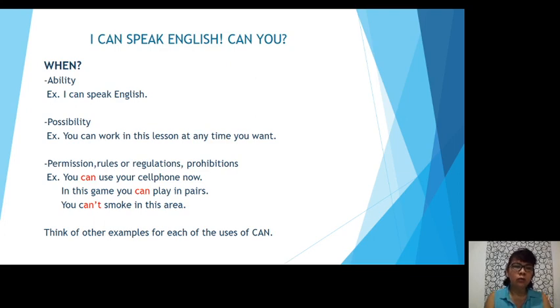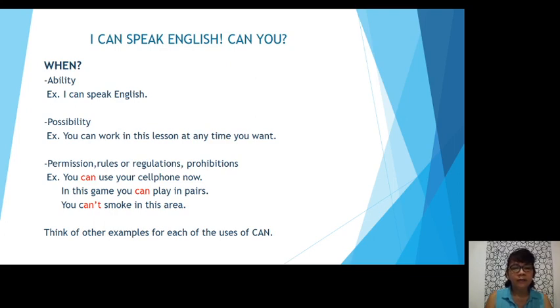For permission, rules or regulations, or prohibitions, you have some examples here. You can use your cell phone now. That is a permission. Imagine that we are in an English class and we are all together, and then I say, okay, guys, you can take your phones out and then you can use them to check meanings or to work on any activity online. So that is a permission. I can then express the permission. You can use your cell phone now.